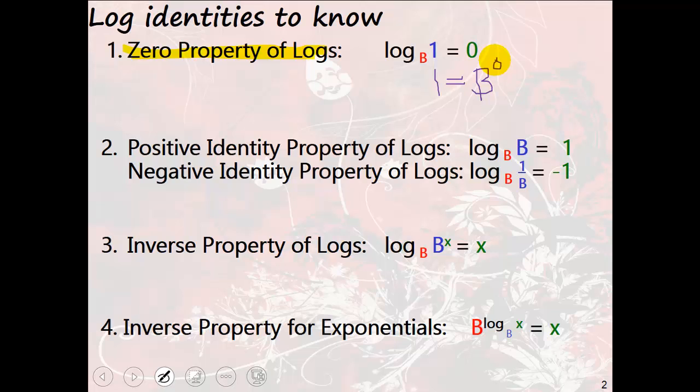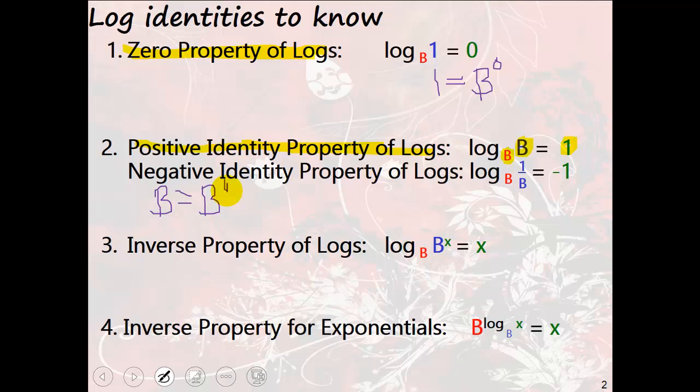The positive identity property of logs. I break them out into two, positive and negative, but the negative just stems right out of the positive, so you don't often see them as two different properties. You just see them as the identity property. But anytime your base of your log and the value of your input are identical, then it's always going to simplify to the number 1. And this stems from my input b has to equal my base b, this is exponentiation, raised to the power of 1. And we know that b to the first equals b all the time.